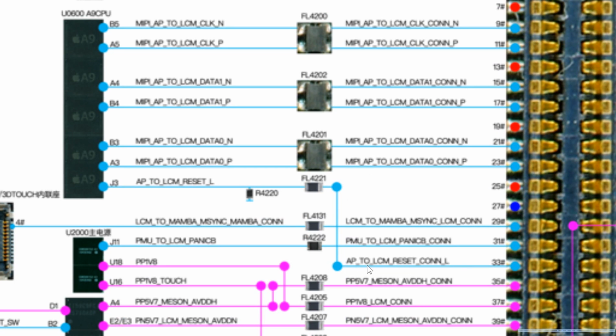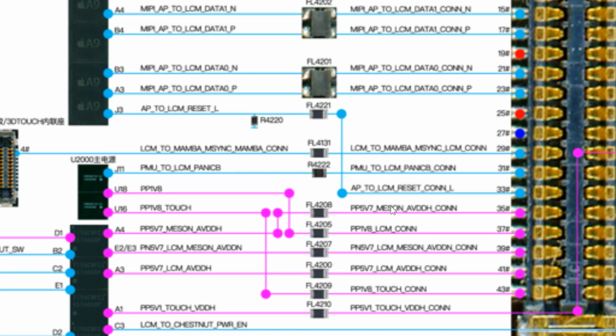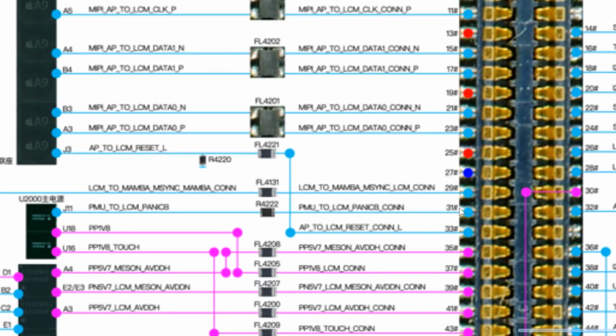Those are the display to CPU connection lines. And after that, we see the display to PMU, the main power IC, connection lines. Now we see pin 13.1, this line is PMU to LCM PAN ICB. This is the signal line from the PMU to the display.